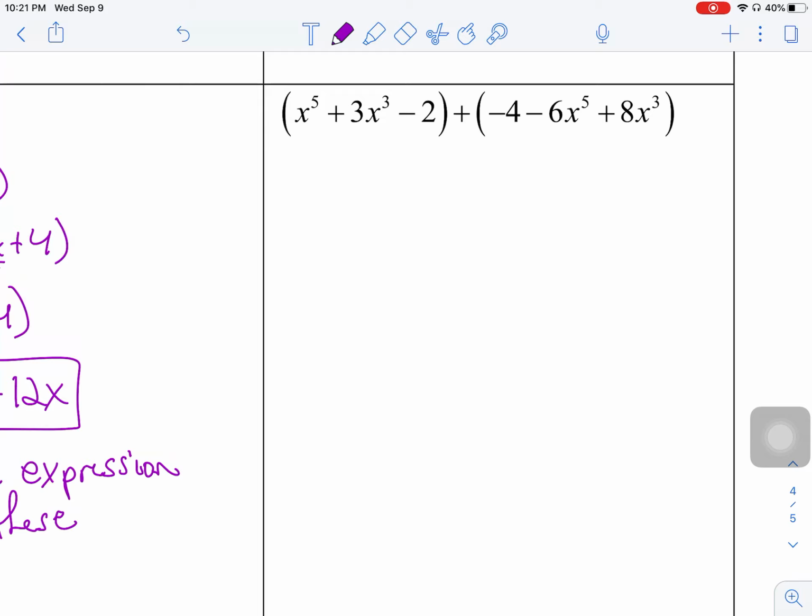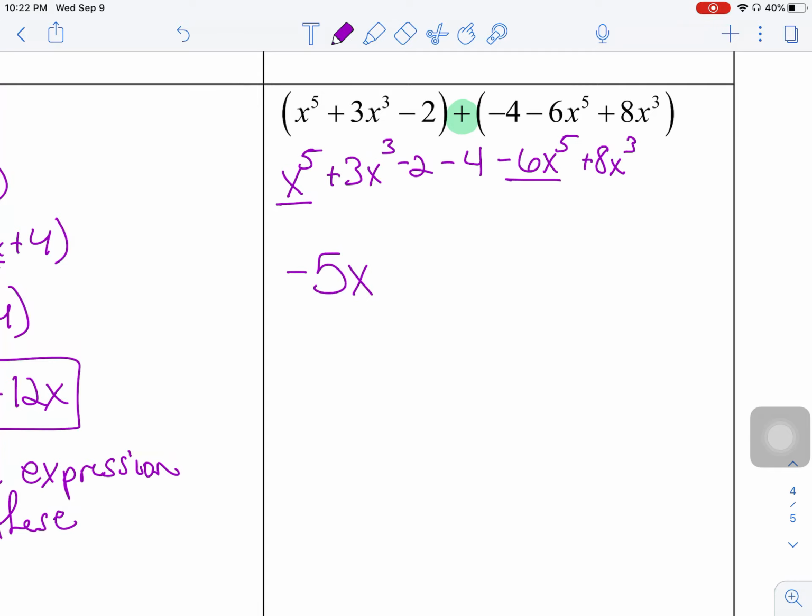So last problem here, looking to add some polynomial terms. The nice part about adding is no signs are going to change. Okay, so minus 4 minus 6x to the fifth plus 8x to the third. Look for some like terms. So I've got x to the fifth and minus 6x to the fifth, so negative 5x to the fifth, plus 3x to the third, and a plus 8x to the third, so plus 11x to the third, minus 2 minus 4, so minus 6.